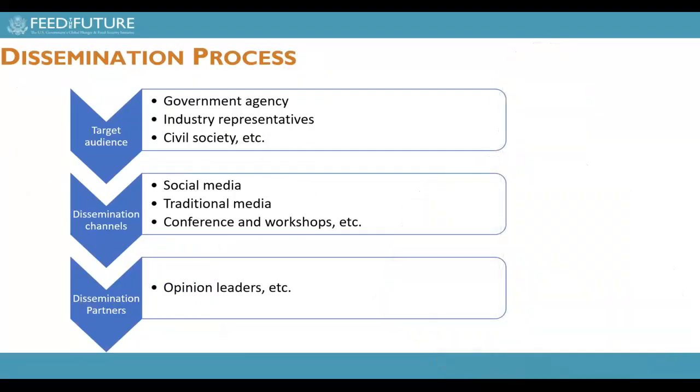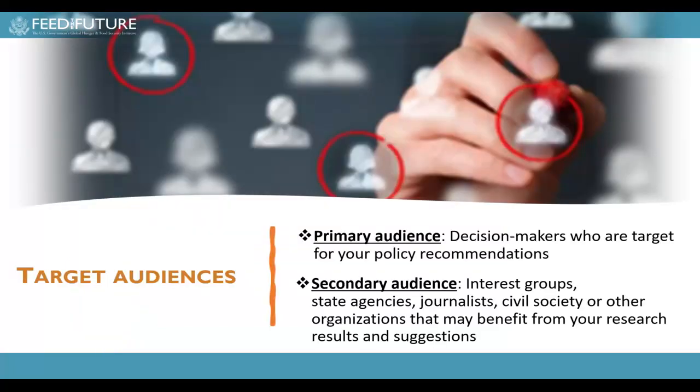This graphic visualizes the main steps of the dissemination process. Select your target audiences, identify your dissemination channels, and improve reach by working with partners. We will now discuss each step in turn. It is important to carefully determine the target audiences for your dissemination. You may want to identify your primary audience. These are the decision makers targeted by your policy recommendations. Next, there may be a secondary audience, which includes interest groups, various government agencies, journalists, civil society, or other organizations that could benefit from your research results and suggestions.